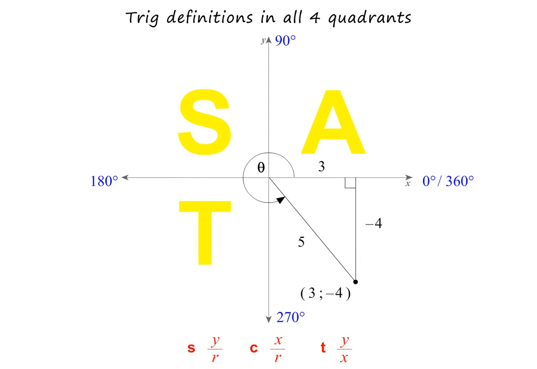Let's see what the story is in the fourth quadrant, where x and r are positive and y is negative. In this quadrant, sine theta is minus 4 over 5, cos theta is 3 over 5, and tan theta is minus 4 over 3. This means that only cosine is positive in the fourth quadrant.